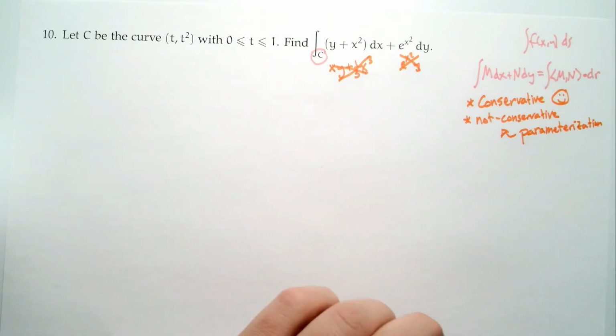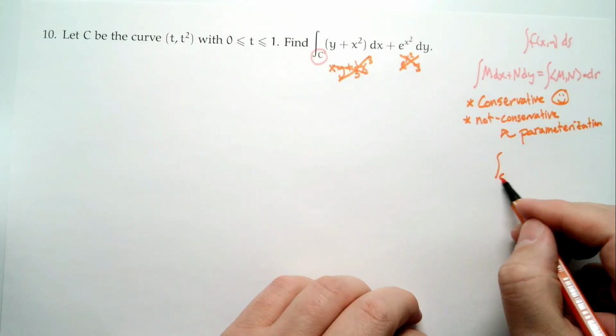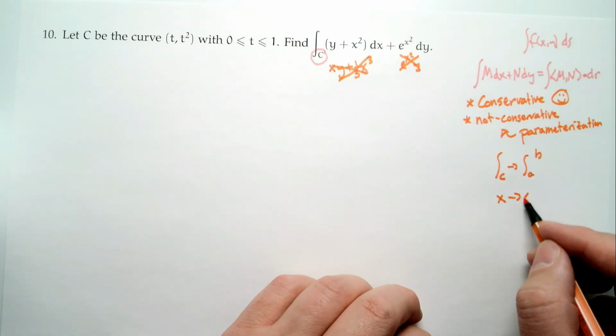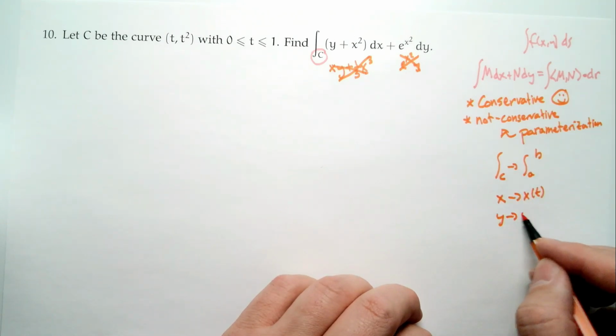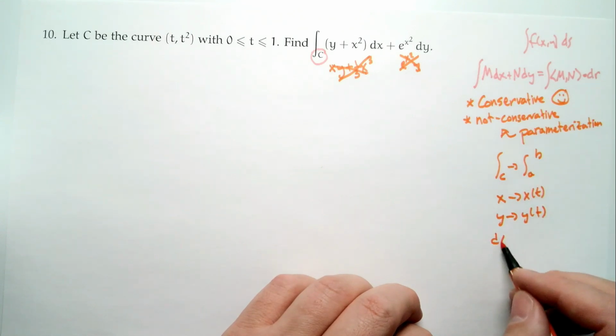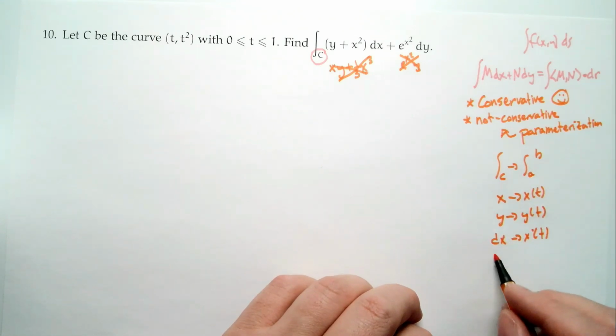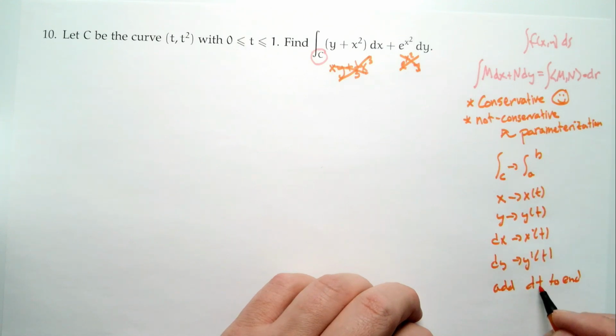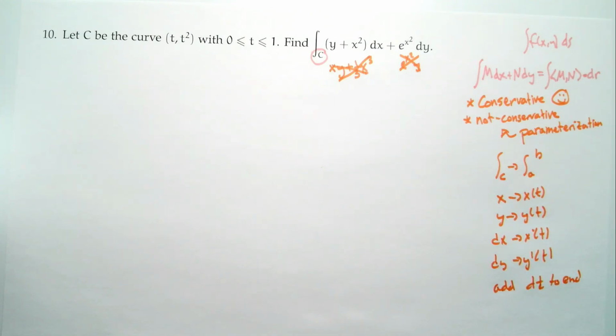So when I talk about using your parameterization, you have that the integral along C becomes integral a to b. Your x becomes x of t. Your y becomes your y of t. Your dx becomes x prime of t. And your dy becomes y prime of t. And then add a dt on the end. And that's how you do it by parameterization. You just translate and say, look, I'm going to do everything in terms of the parameterization. So that's our only choice because it's not conservative. If it is conservative, you've got more options, which is why we love conservative ones.